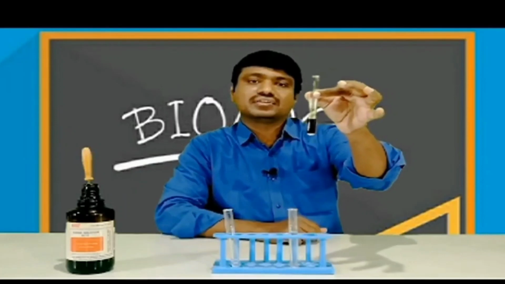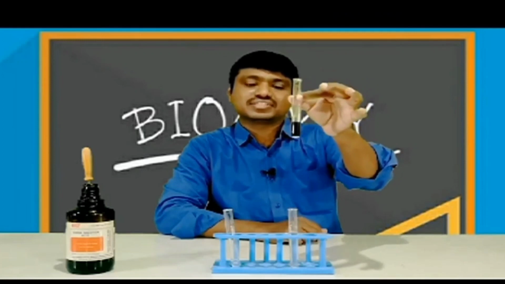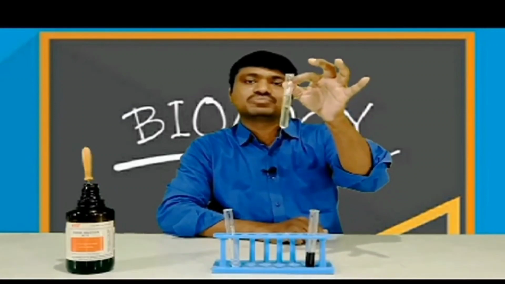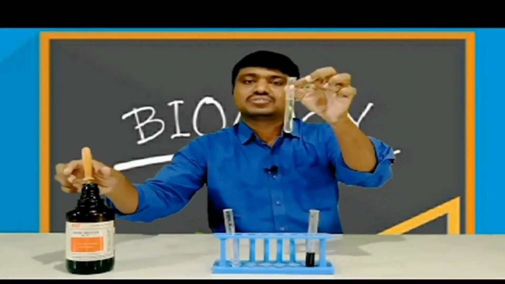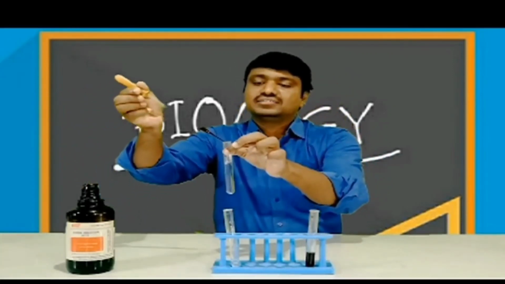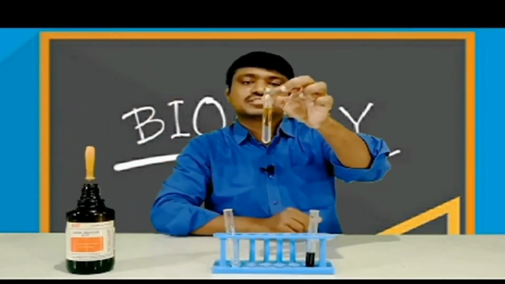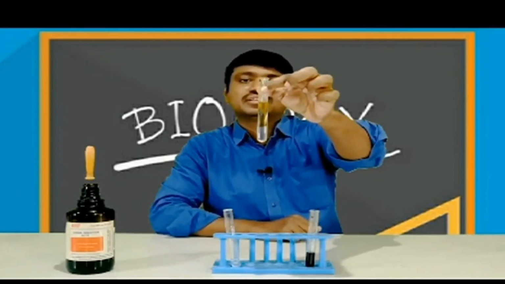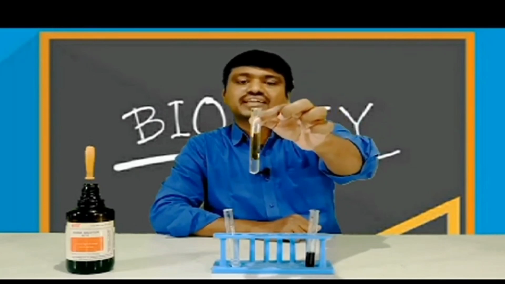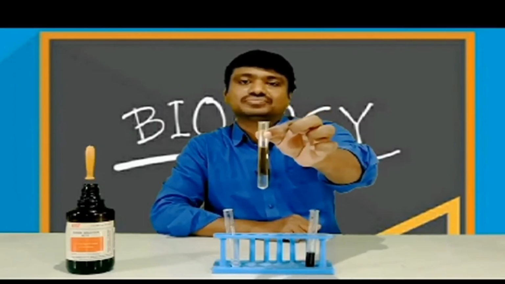Which gave again blue-black color, confirming the presence of starch in the first test tube. Let us repeat the same activity by taking the second test tube, where we have added the saliva to the starch solution. I am adding again a few drops of iodine to this second test tube. So students, observe carefully, this did not give blue-black color, which indicates the absence of starch in this test tube.